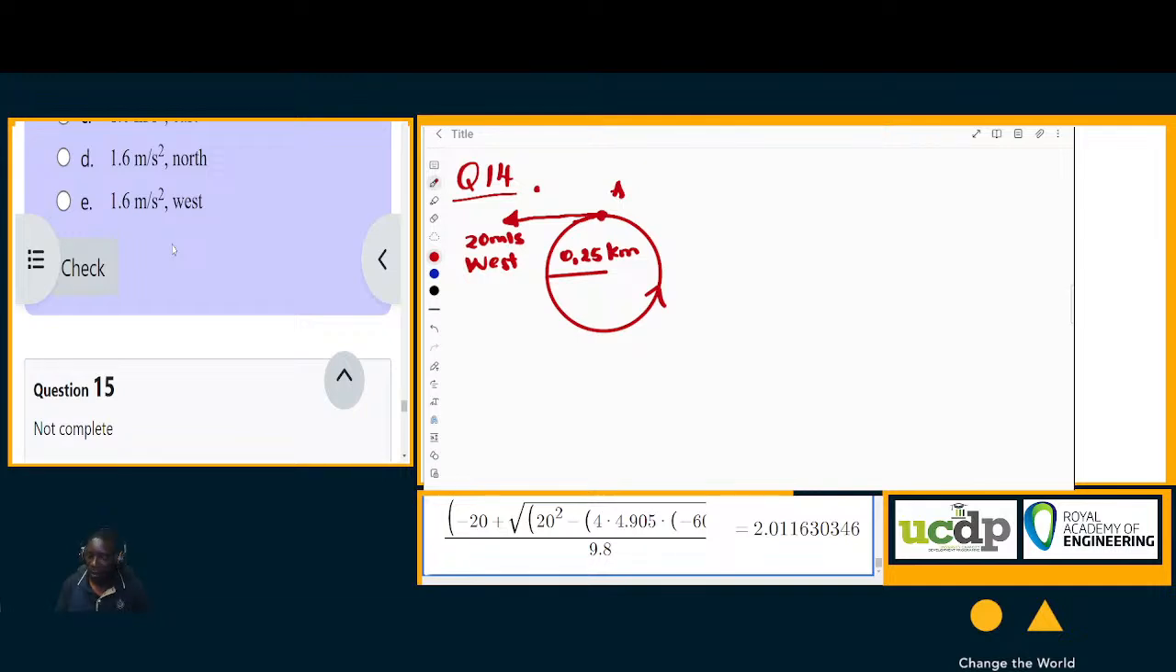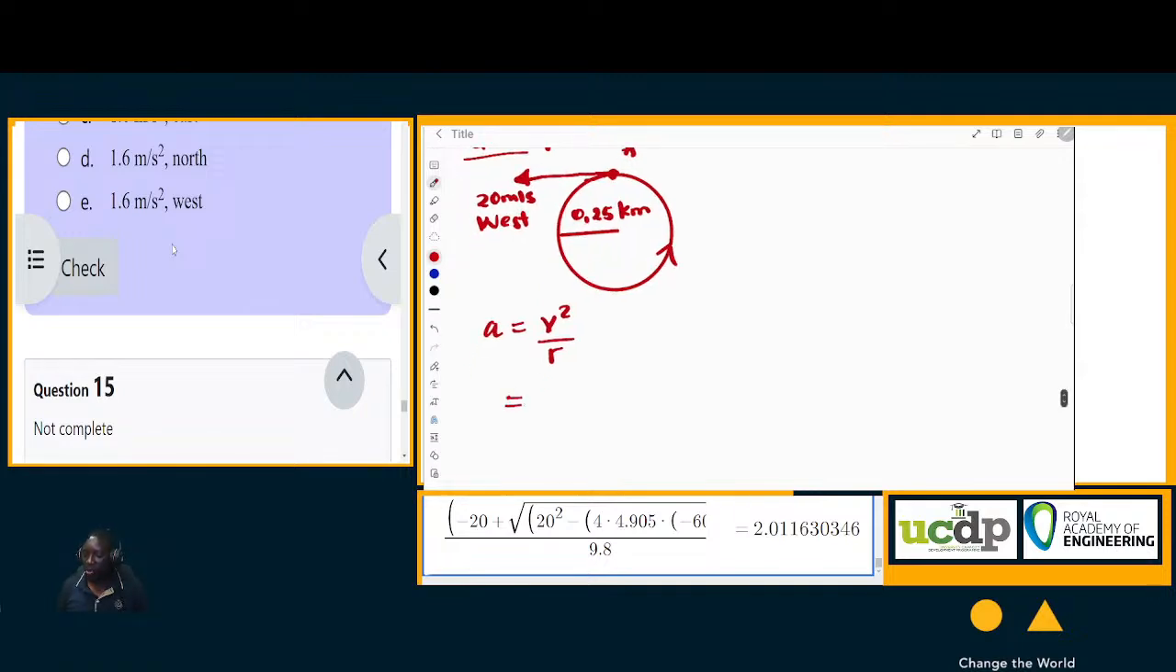For a body in circular motion, a is equal to v squared over r. This is the magnitude of the acceleration, and it is directed towards the center. In circular motion, for the body to move in a circle, there must be an acceleration that changes its velocity. Let's say the new velocity is downward.